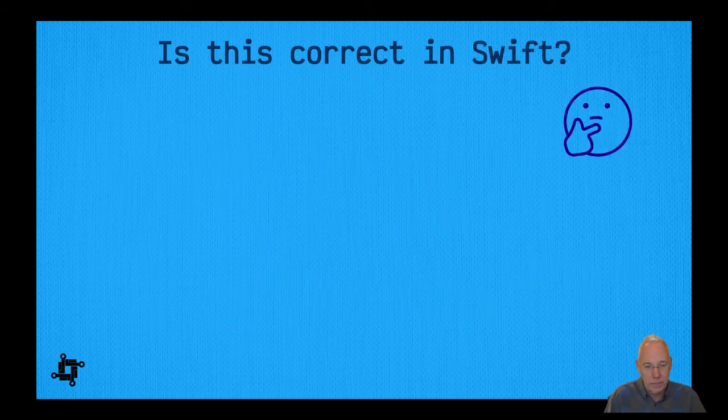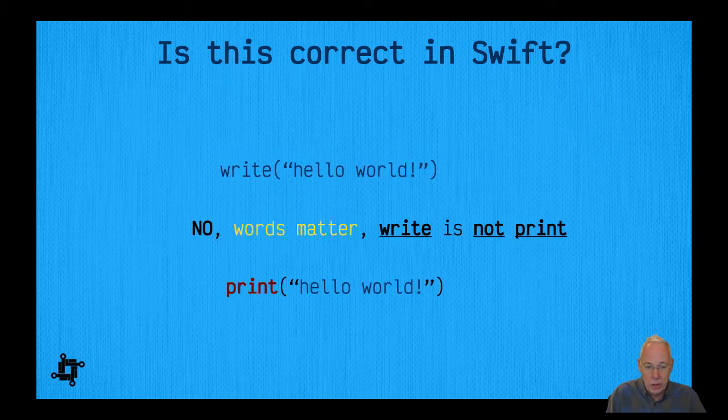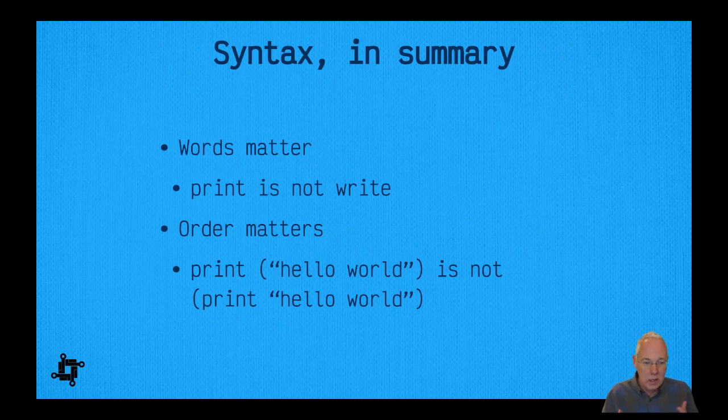One more example. Here we have write hello world. So this is interesting because we have our parentheses in the right place. We have our quotes in the right place. So this is a literal string. But what's different here is that write is not print. And remember, words matter. So in this case, write is not print and print is what we want. So again, this is syntactically incorrect. This is syntactically correct.